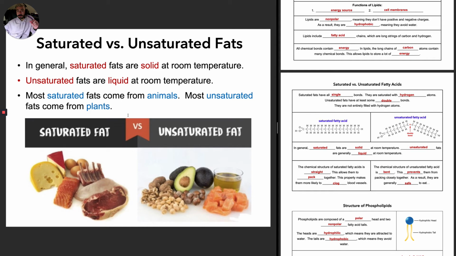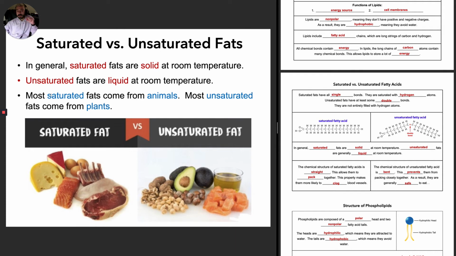Unsaturated fats, though, are liquid at room temperature, and that's because they're bent. So imagine if you have a bunch of bendy straws and you bend them all, right, and then try to put them into that same box without bending them back. It's not going to work because the bend makes them take up more space or take up space differently. That's why saturated fats are solid because they pack really tight together, so they're close enough to be solid. Unsaturated are liquid because they're bent and they cannot pack quite so closely together.